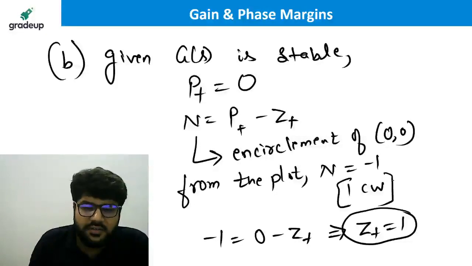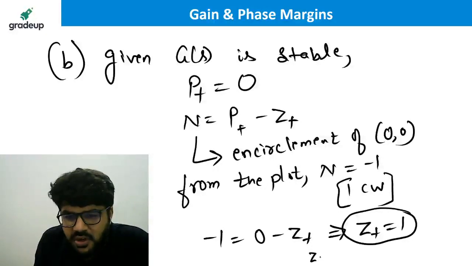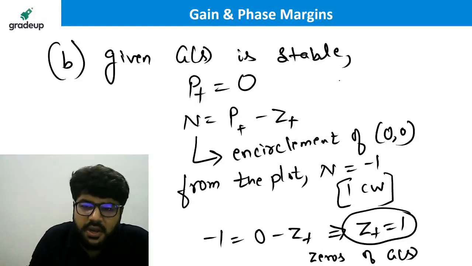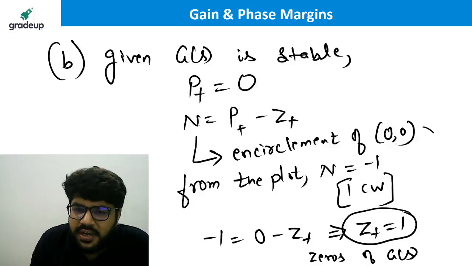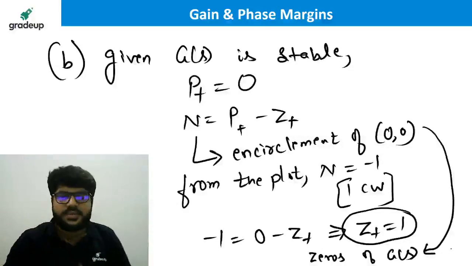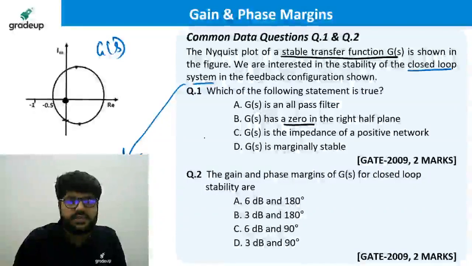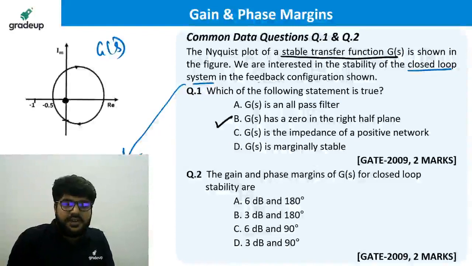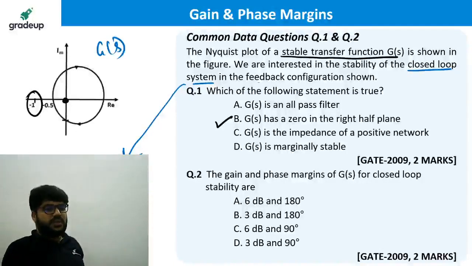There is 1 zero of G(s). Z+ means zeros of G(s), because I have noted the encirclement of (0, 0). So option B is correct for the first question. It is definitely not marginally stable. For it to be marginally stable, it should pass through the point (-1, 0). It is not marginally stable.